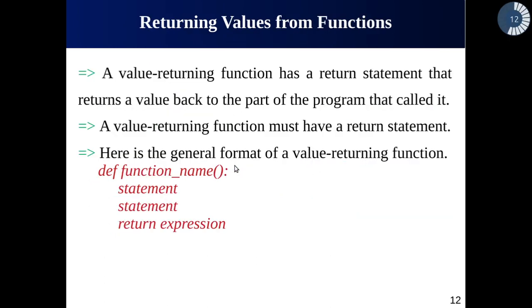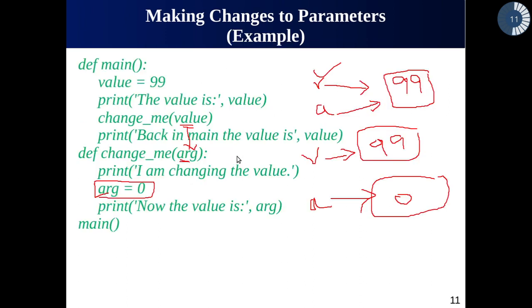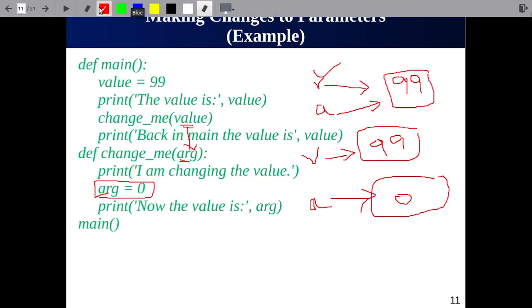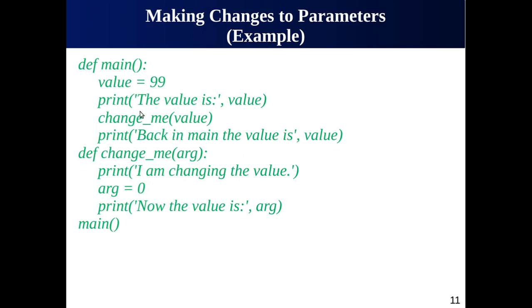So if you run this program, the output is going to be like this. First, it will display this statement. Let me write numbering. The value is, what is the value of value? That is 99. So it will display 99 on the screen. Actually, it will display the whole statement. Then I am calling the function change me. So the control will transfer here and it will display this statement. I'm changing the value. And then it will assign the new value to this argument.